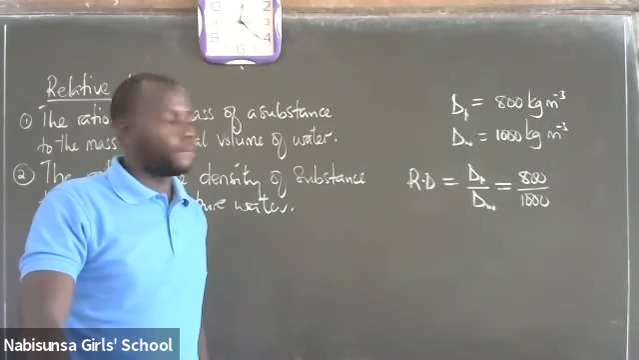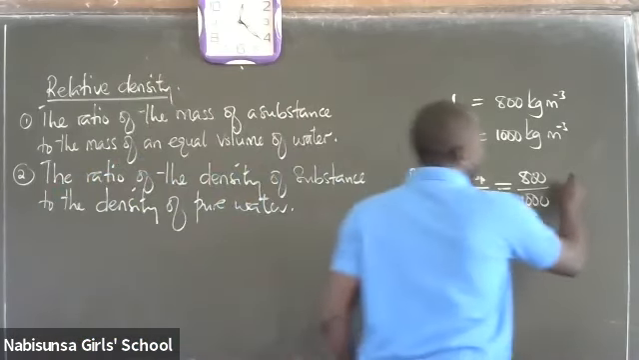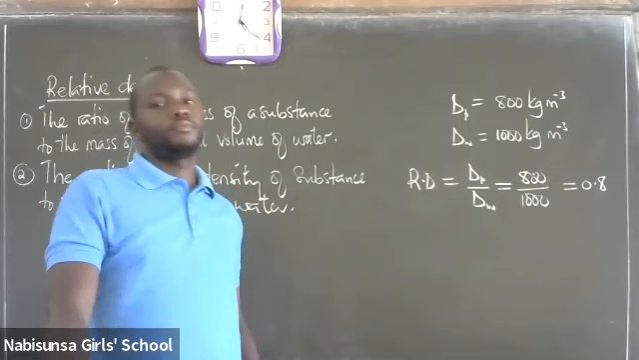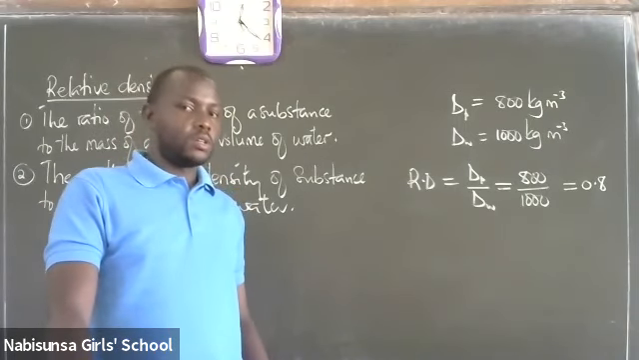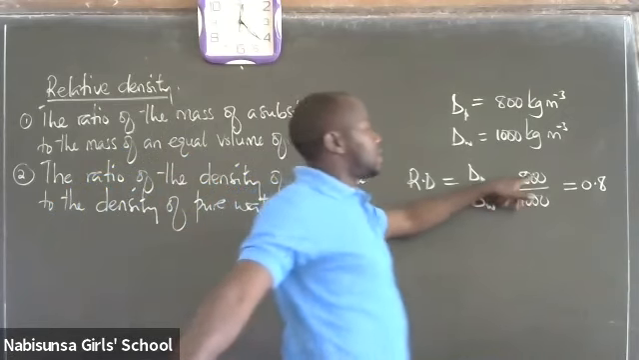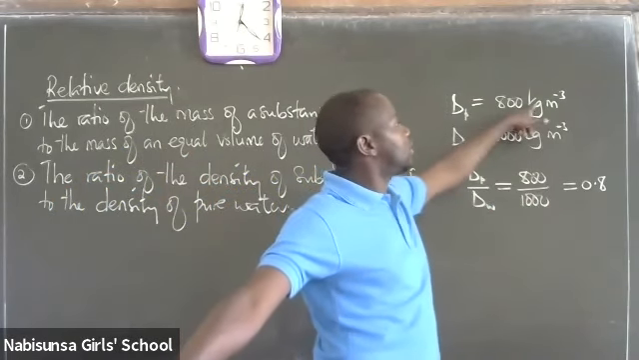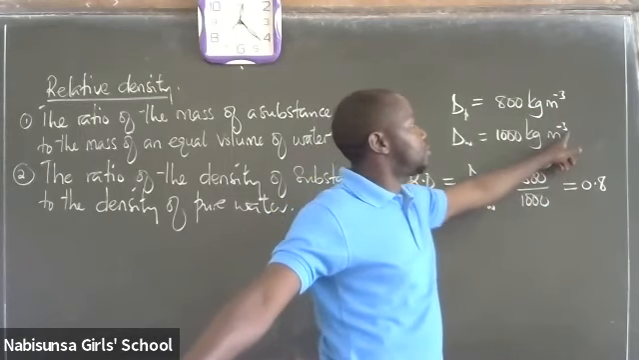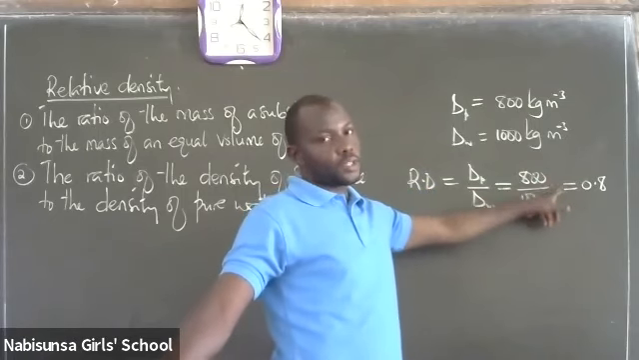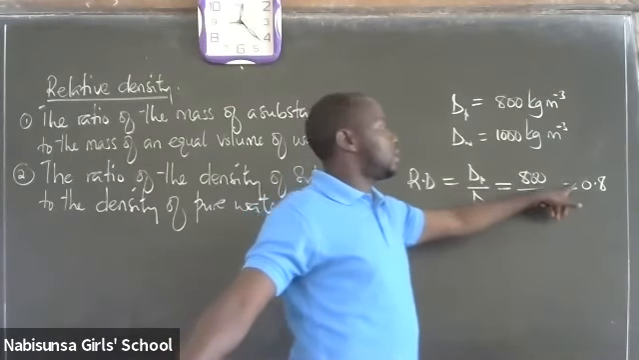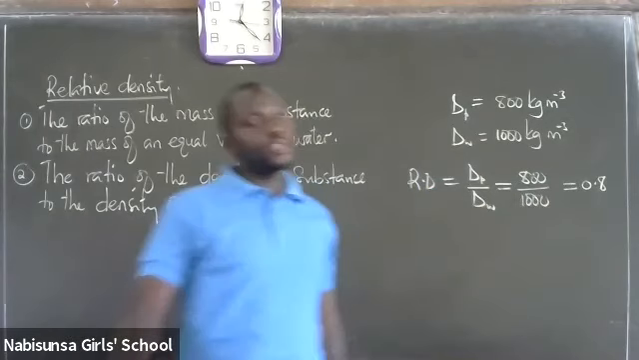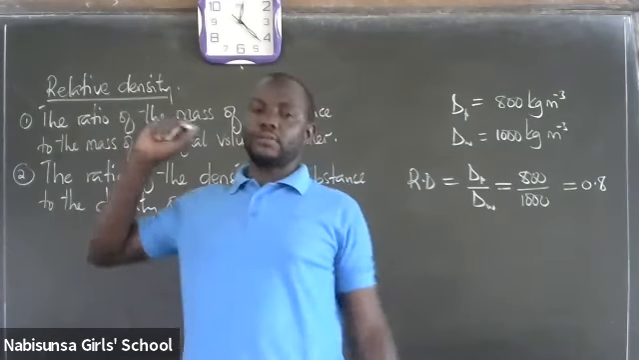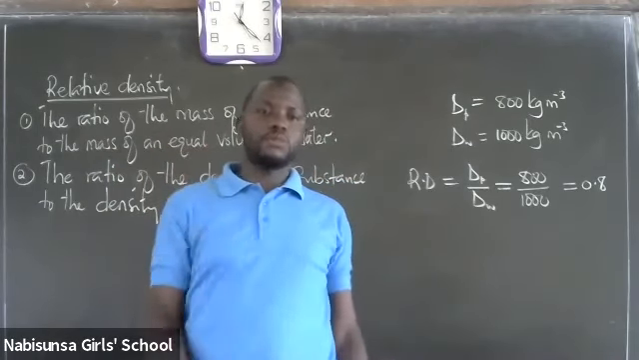Yes, teacher. Good. Does it still give 0.8? It does. So again, we have to realize that this density, the 800, is in kilograms per meter cubed. Even the one at the bottom is in kilograms per meter cubed, meaning the units cancel out since they are the same. And again, the relative density, our 0.8, will have no units. So it further emphasizes the fact that relative density has no units.